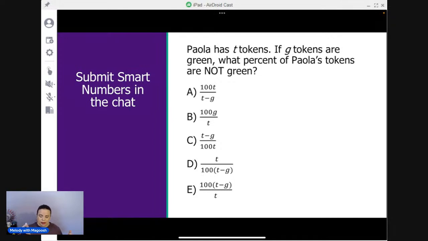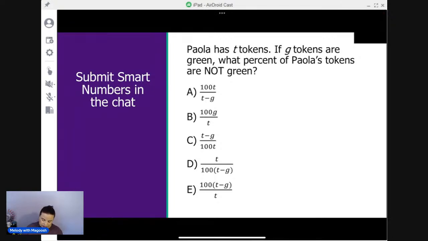Can it be done? Absolutely. But some of us might not really know how to do it the right way. Others might find it tedious or time consuming, or we might make mistakes. This is a great candidate for using our plugging in technique. So what numbers would you use that are easy, easy, easy? Our hint for percents was use multiples of 100.